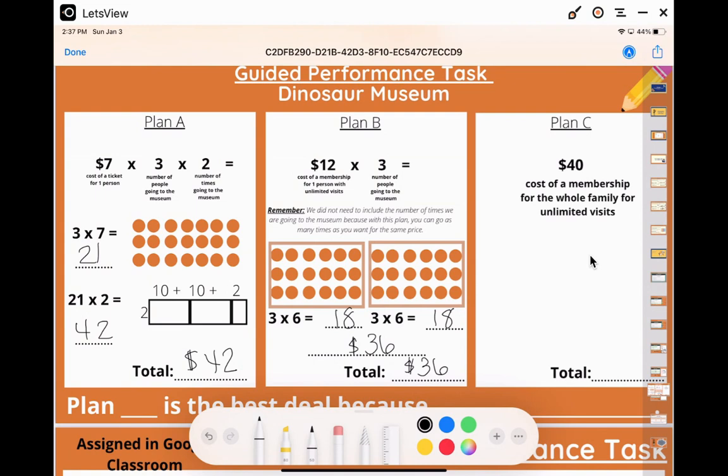And then we had Plan C, which was super simple for us because it was a family membership and everybody could go as many times as they wanted to for the month. And so the total cost, regardless of who went and how many times you went, if they're a part of the family, was just that flat fee of $40.